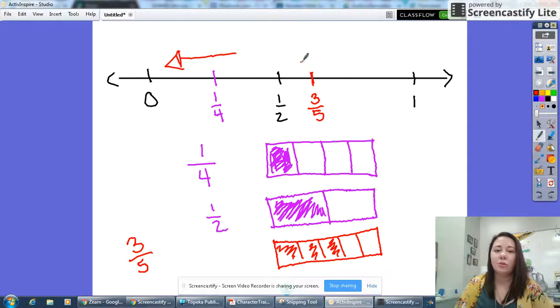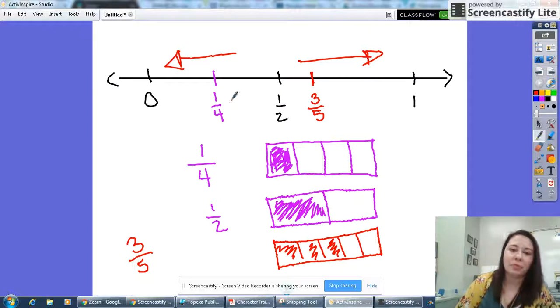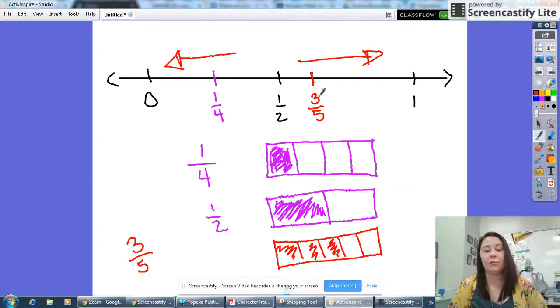That's a pattern that you can use. So if the numerator times 2 is less than your denominator, it's less than 1/2. And if your numerator times 2 is greater than your denominator, then it's greater than 1/2.